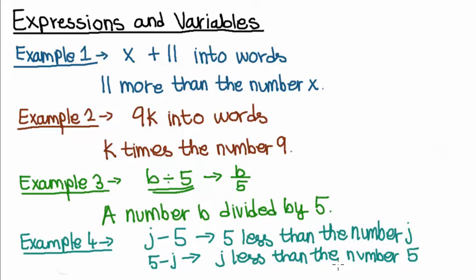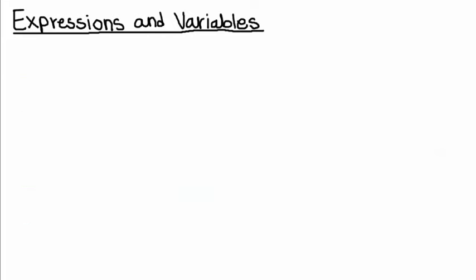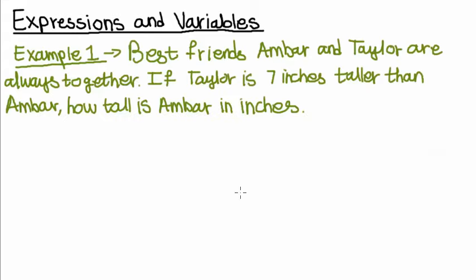Now let's do two examples in which we convert words, or basically word problems, into an appropriate variable expression. So here is the first word problem that we will convert into a variable expression. Best friends Amber and Taylor are always together. If Taylor is 7 inches taller than Amber, how tall is Amber in inches?